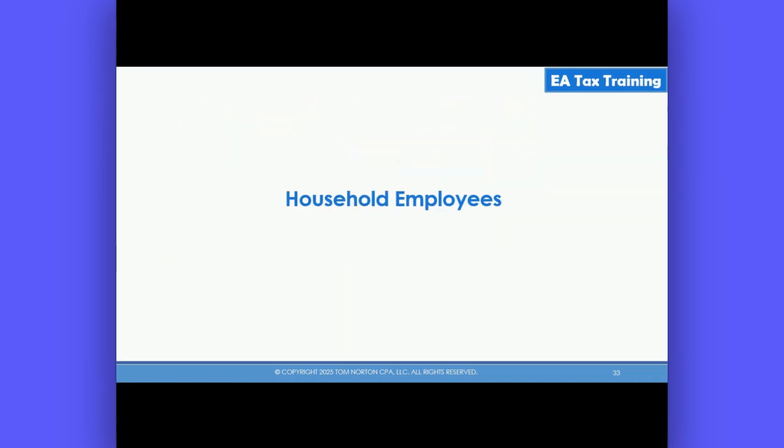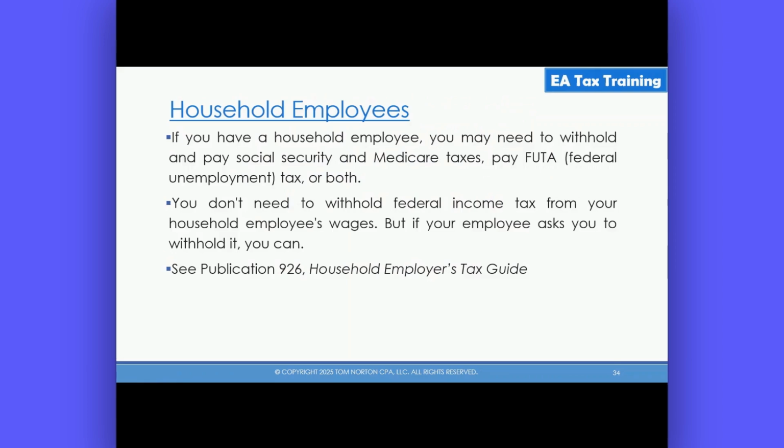Our next topic is household employees. If you have a household employee, you may need to withhold and pay Social Security and Medicare taxes and pay FUTA, which is federal unemployment tax, or both. You do not need to withhold federal income tax from your household employee's wages. However, if that employee asks you to withhold federal income tax, you can if you want to. And there is a whole Publication 926 that discusses all of the rules that we are about to talk about.